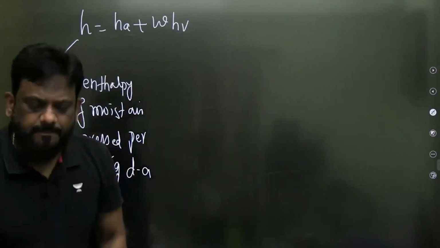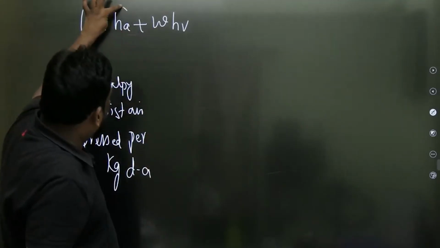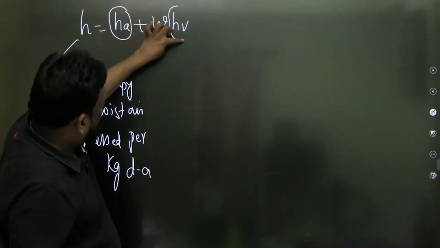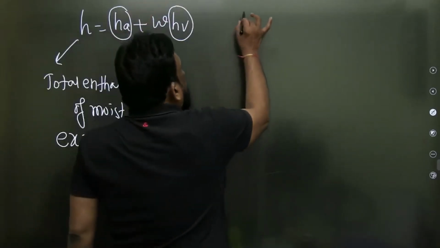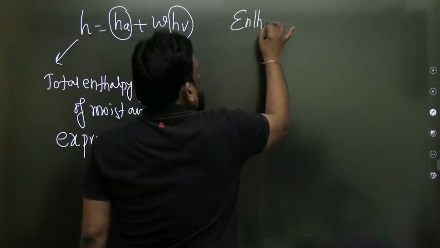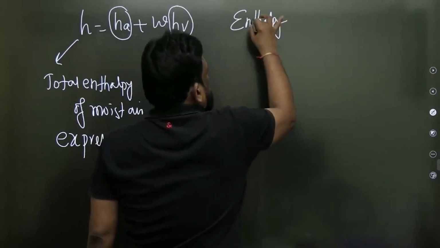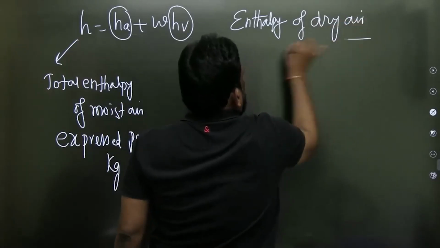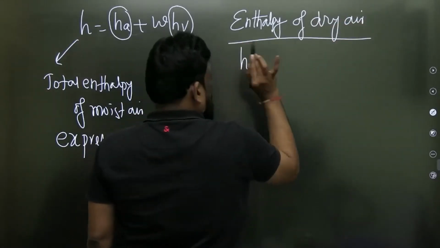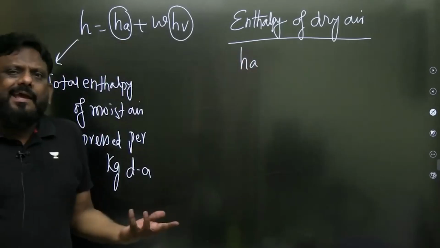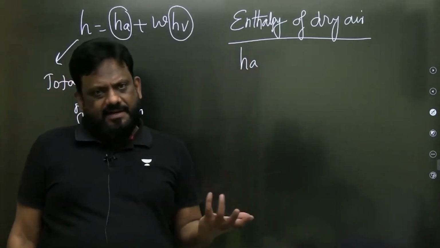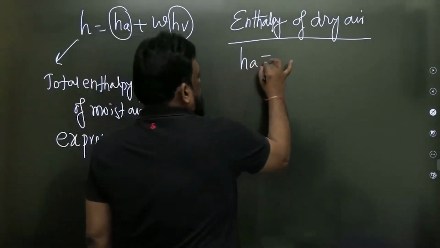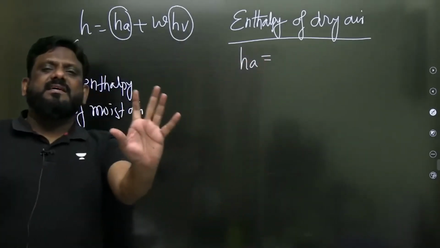The small problem is I have to take a separate datum for dry air. I have to take separate datum for water vapor. Let us take enthalpy of dry air. That is HA. Look at carefully. Dry air is an ideal gas. We can treat it as ideal gas. For an ideal gas, what is the enthalpy? CPT. So therefore, I write it as CPT. Enthalpy for ideal gas can be written as CPT.